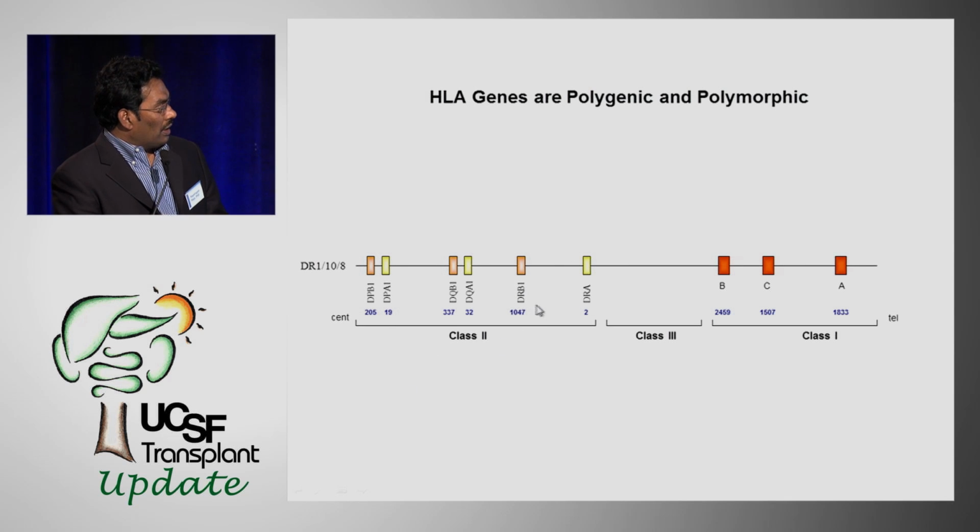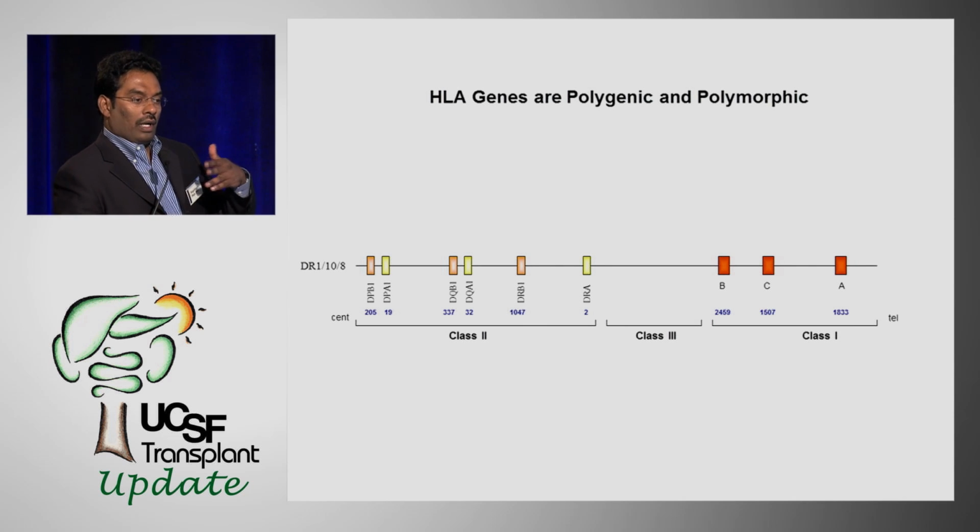Except for one gene, DRA, which has only two variants. The number I put underneath each gene indicates the number of different variants identified in the population. HLA-B is very highly polymorphic, with over 2,459 different HLA-B molecules identified in human populations. So you will have either one or two out of these 2,500 different varieties of HLA-B molecules.